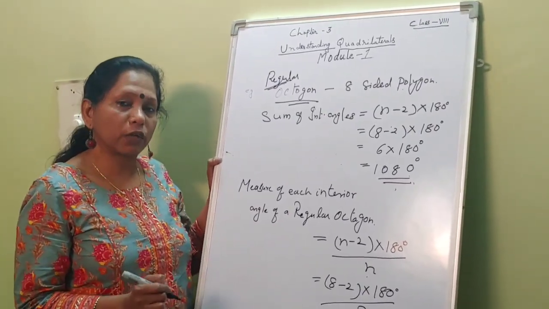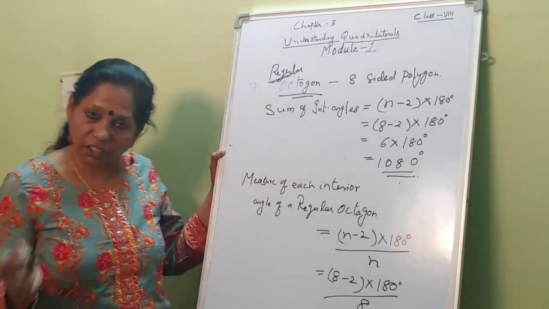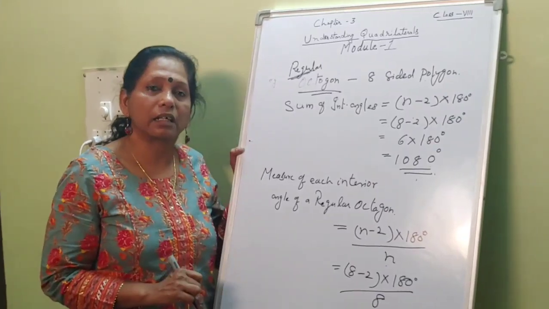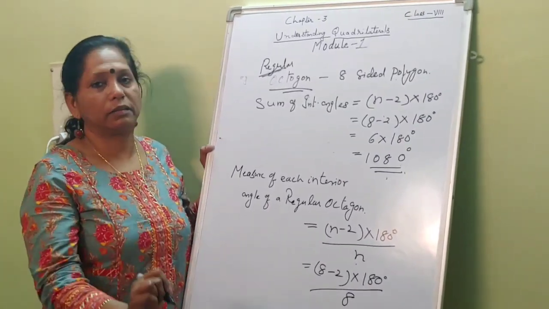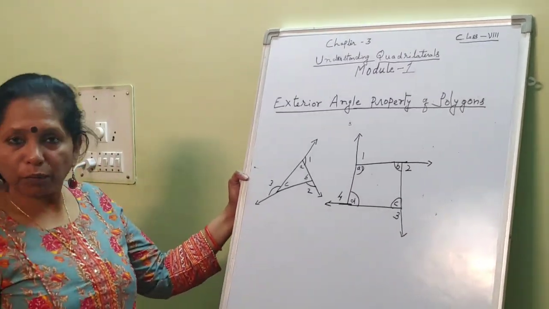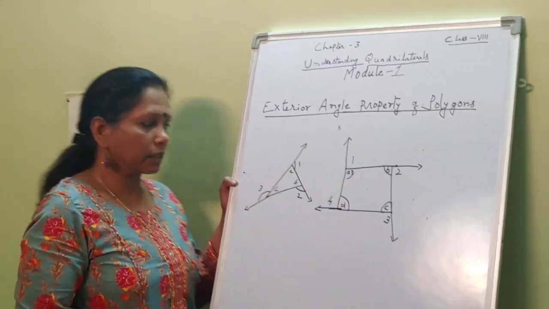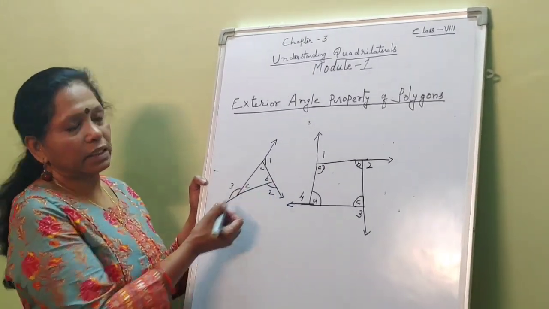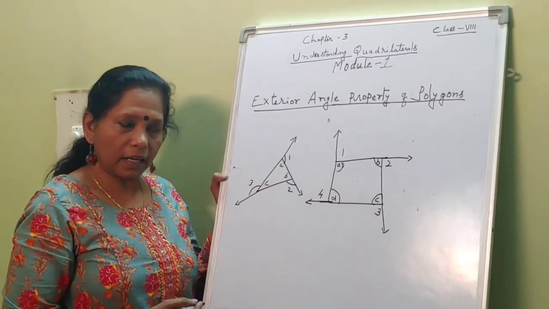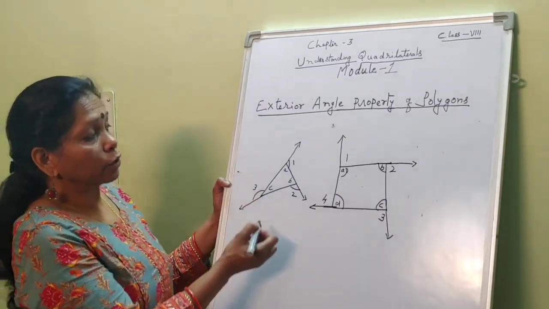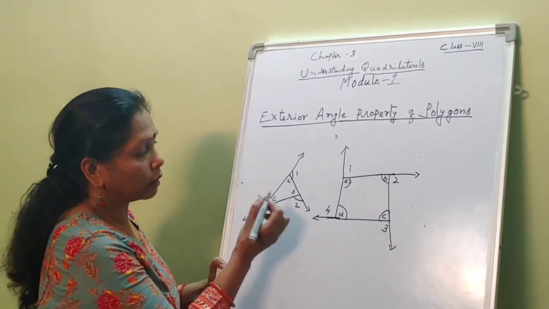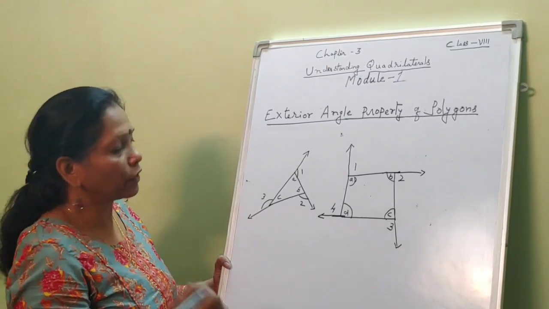Next we will see how to find the sum of measures of exterior angles of a polygon as well as the measure of each exterior angle of a regular polygon. Let's see the exterior angle property of polygons. I have taken a triangle. You can see that A, B and C are its interior angles, and I have marked 1, 2, 3 as its exterior angles. So again, we need to find the sum of exterior angles. For that, we'll use the previous knowledge, that is the sum of interior angles.